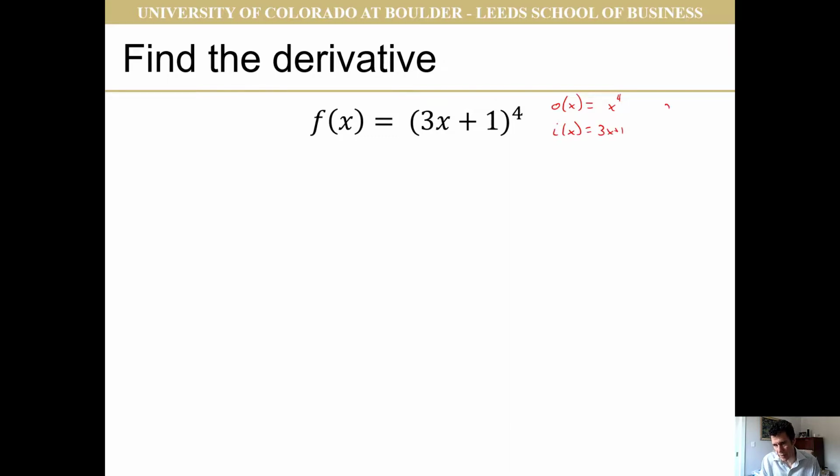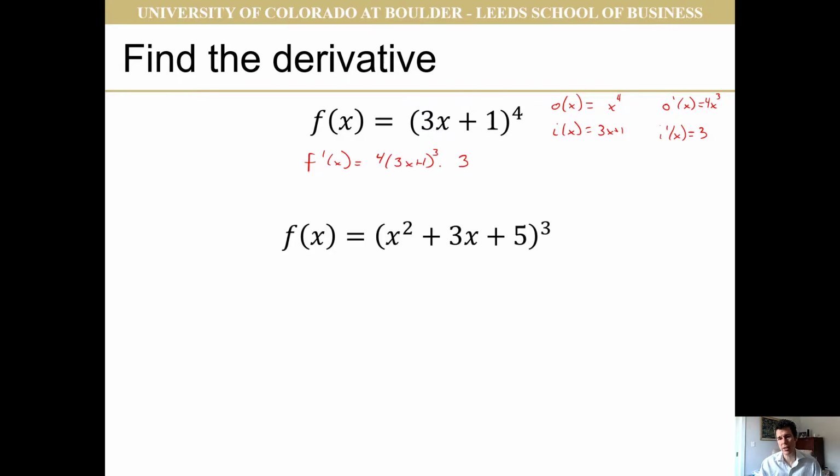The derivative of the outer function is 4x cubed. The derivative of the inner function is 3. The derivative of our function is 4 (3x plus 1) cubed, right? We're just plugging in the inner function into our derivative, times 3.